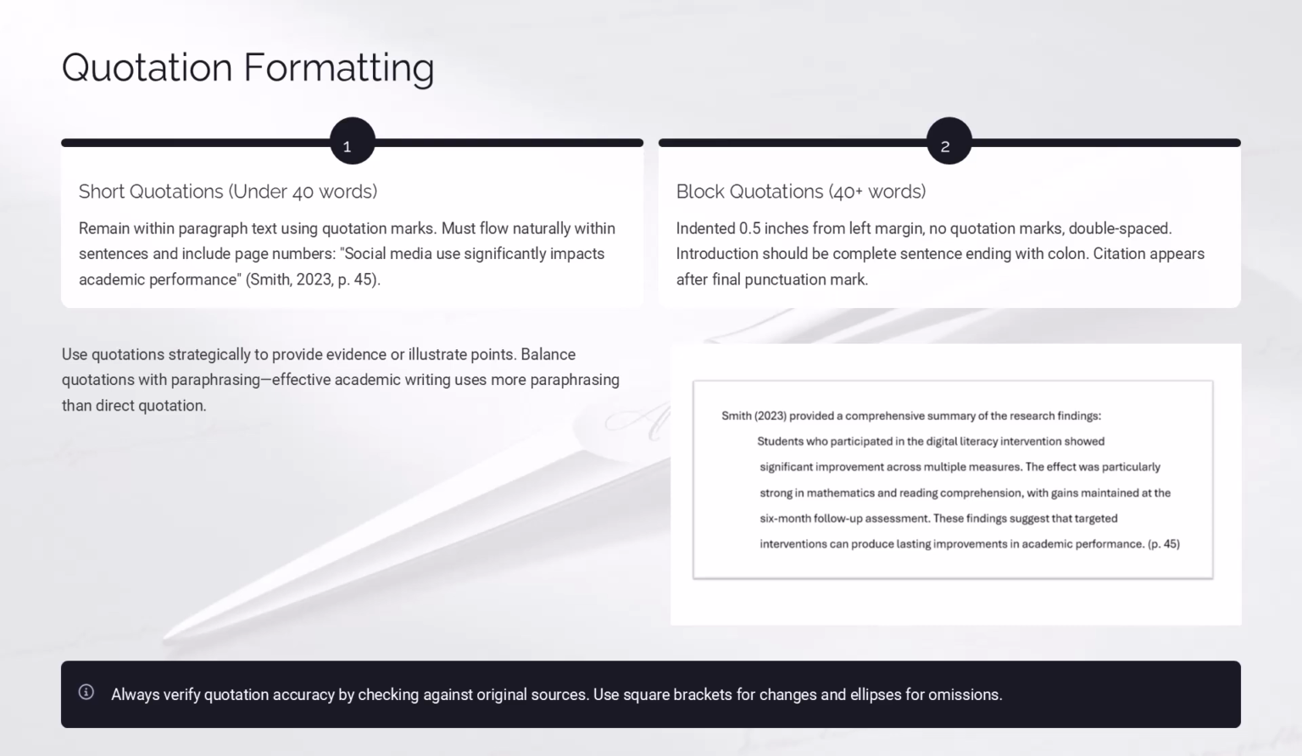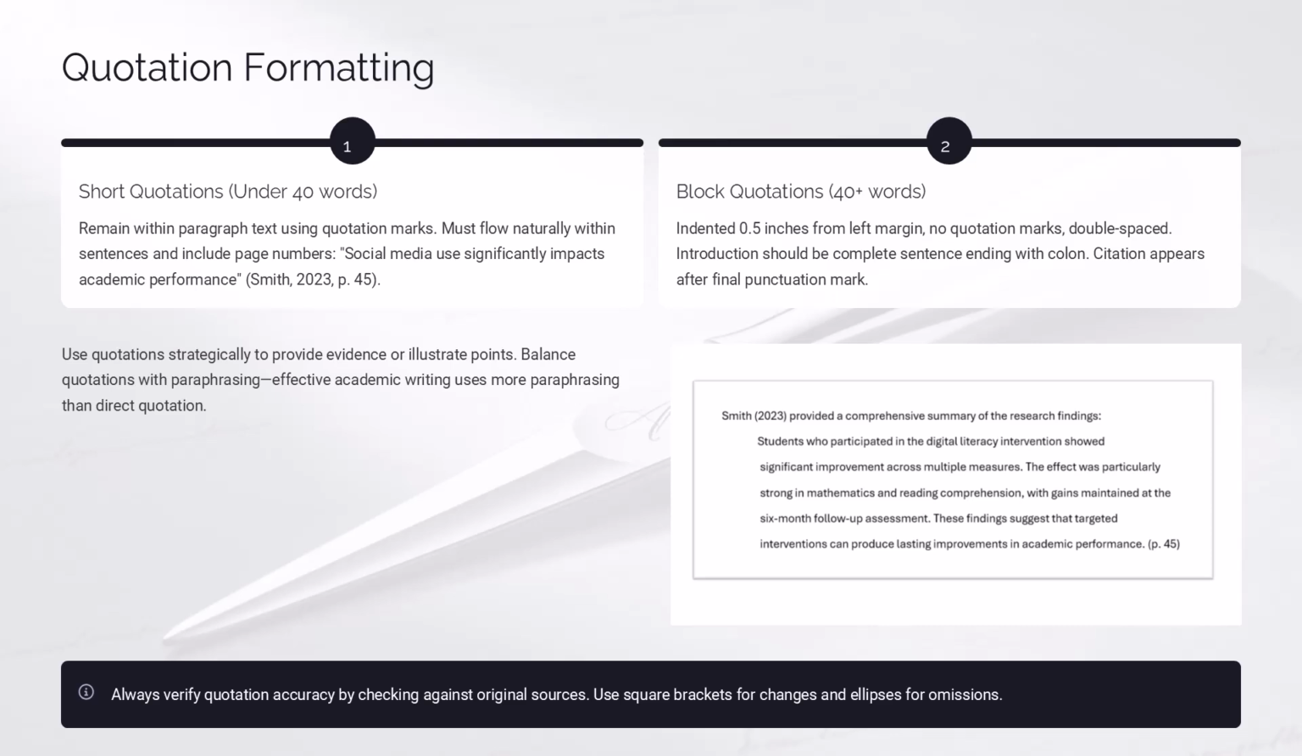Short quotations of fewer than 40 words remain within your paragraph text and use quotation marks to set them apart from your own writing. These quotations should flow naturally within your sentences and support your arguments without disrupting the reading experience. When incorporating short quotations, integrate them grammatically into your sentences. The quotation should fit naturally into your sentence structure.